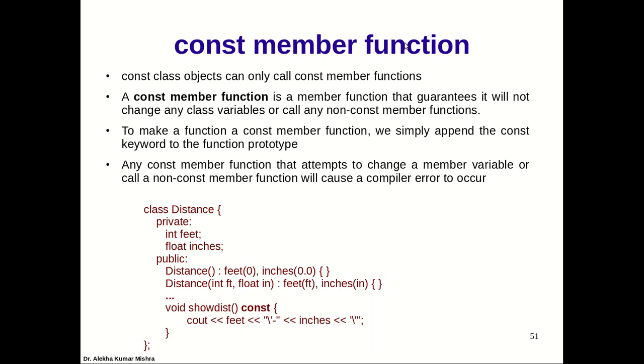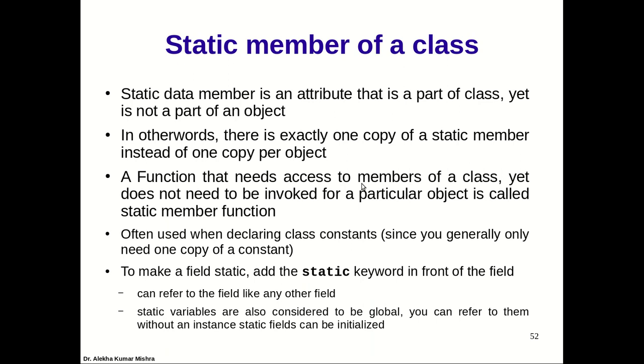So any constant member function that attempts to change a member variable or call a non-constant member function will cause an error. This you should remember. Then comes the static member function. I think all of you already know about the static keyword in C, and also in C++ we discuss static members. So I think the same kind of definition applies here. Only thing, we have to use it in a different way.